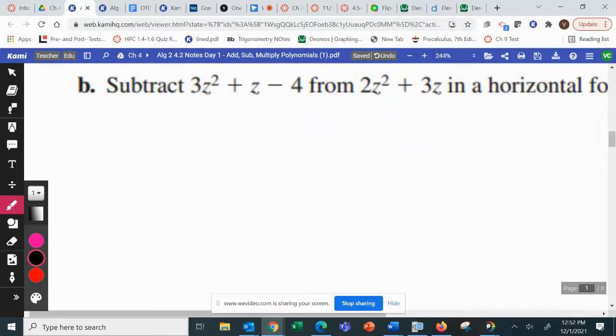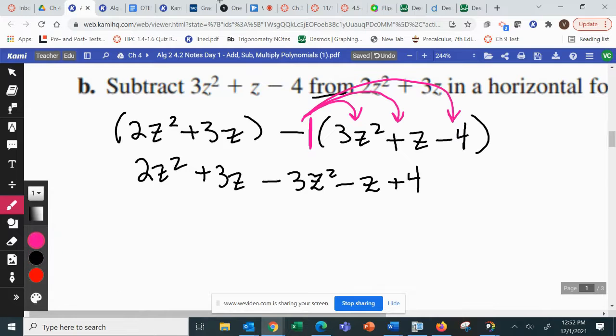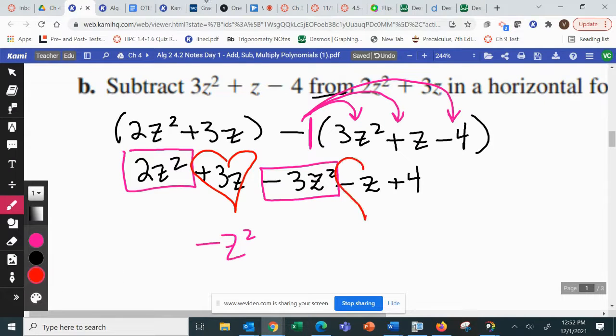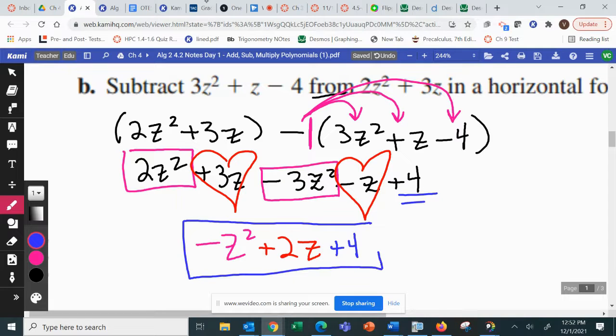And then I'm going to combine my like terms by drawing pretty pictures. So we've got a 2z squared and a minus 3z squared, which gives me a negative z squared. And then we've got a 3z and a negative z, so plus 2z. And then 4 is all by itself, plus 4. Poor 4 had no friends. Any questions over that stuff? When I was adding, did I ever change the exponents? No.